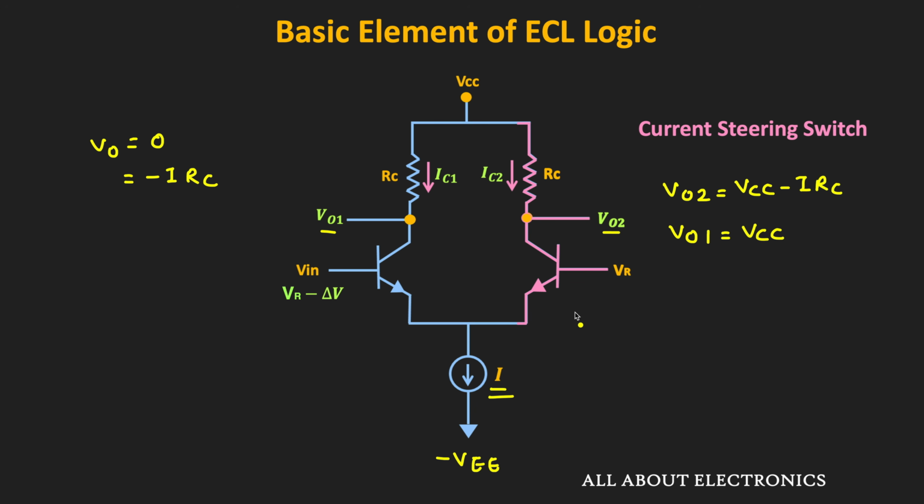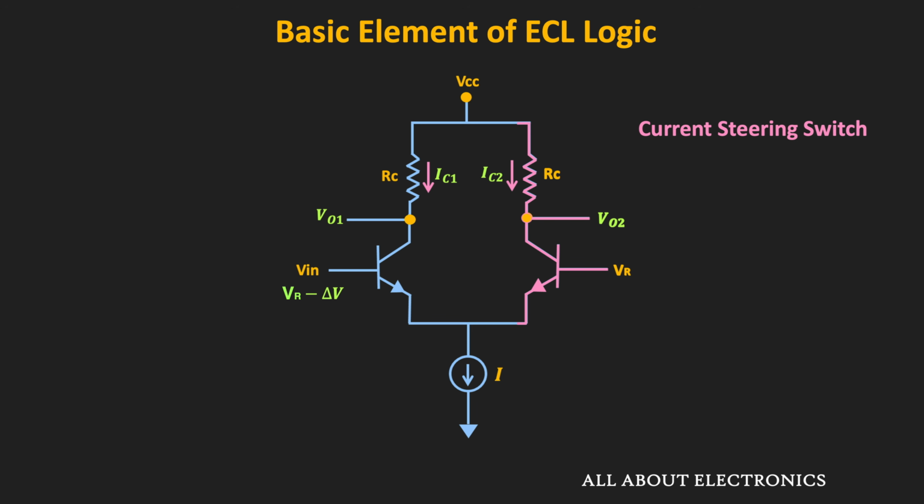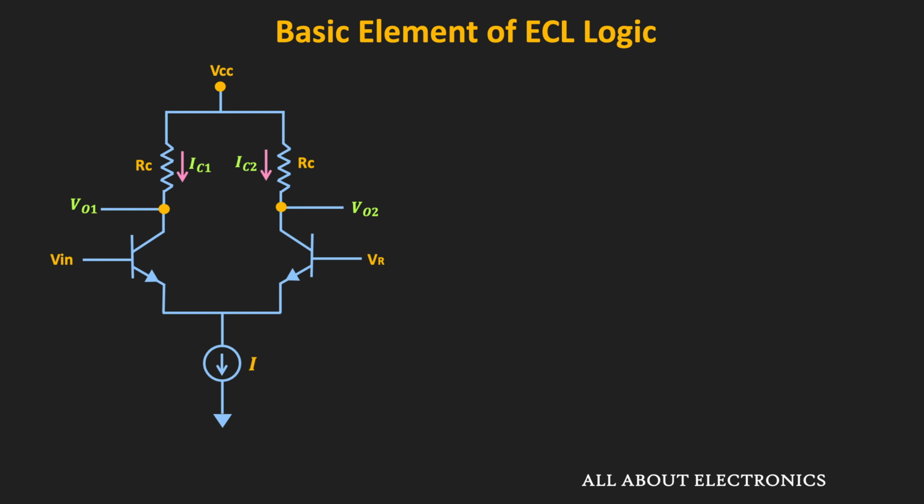But here, this differential pair is the basic element of any ECL logic gate, and as you can see, it is used as the current steering switch. So now let us see what should be the value of this delta V in this differential pair. That means by changing this input voltage by that amount, it is possible to steer the entire current from one branch to the other branch. First, let us assume that the beta of these transistors is very high, so we can assume that the emitter current of these transistors is the same as the collector current.